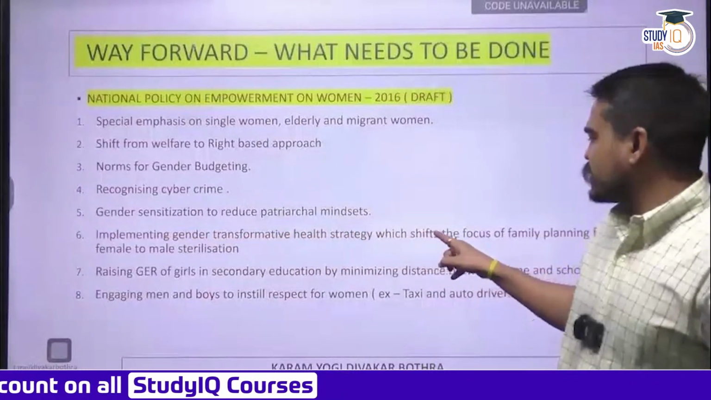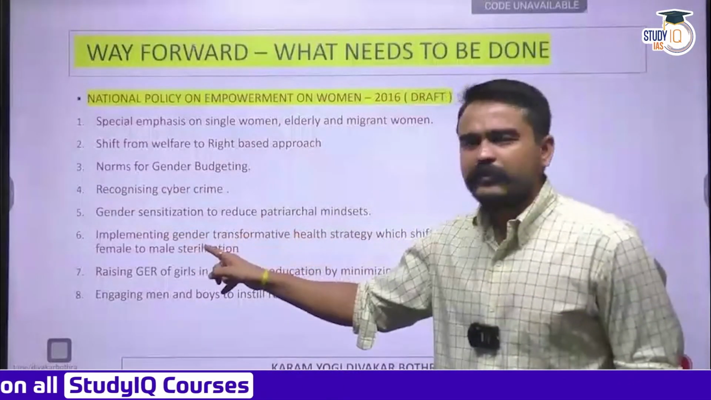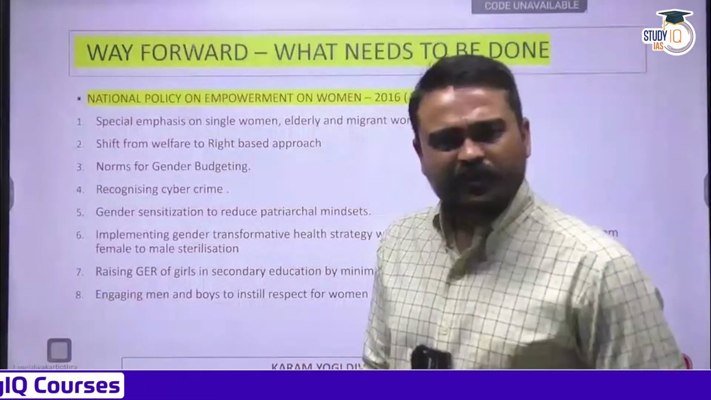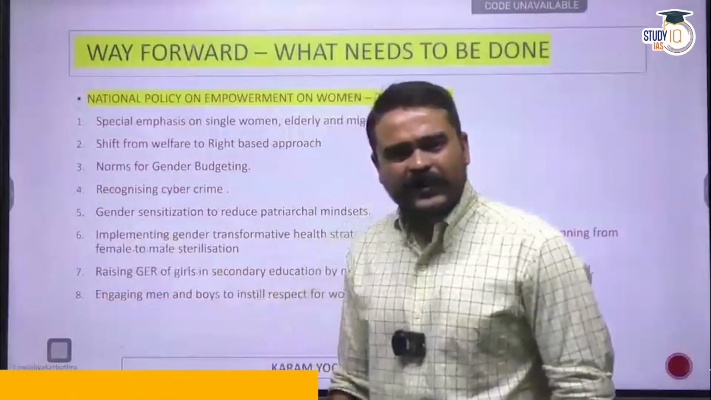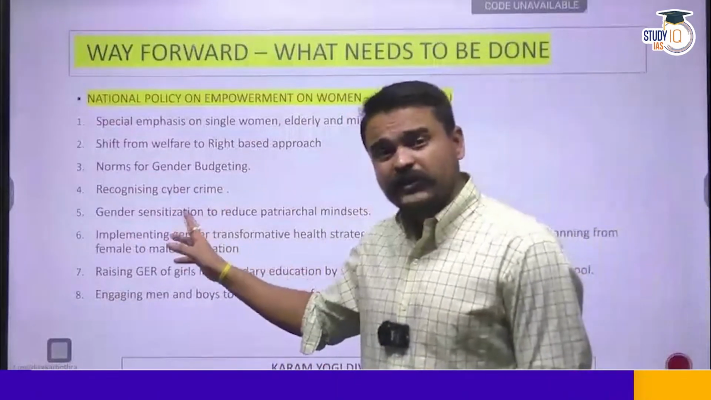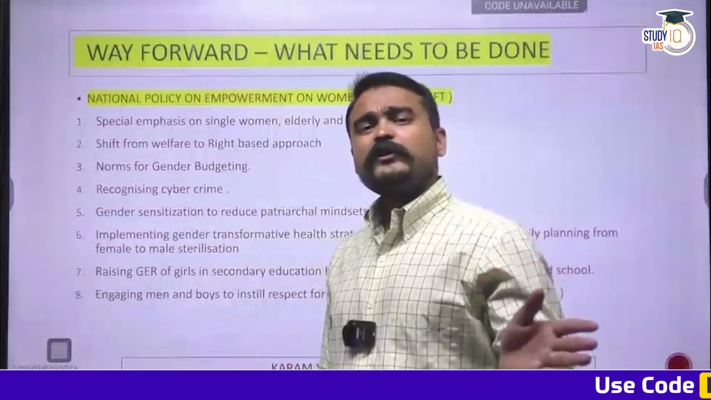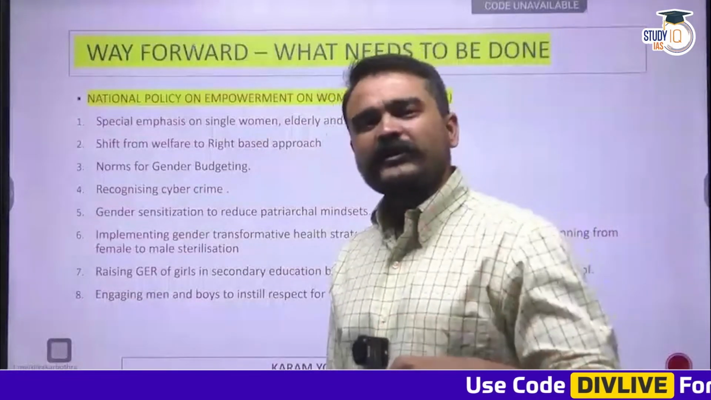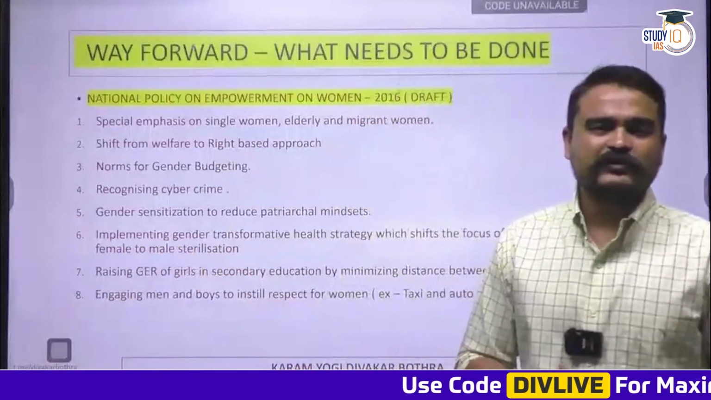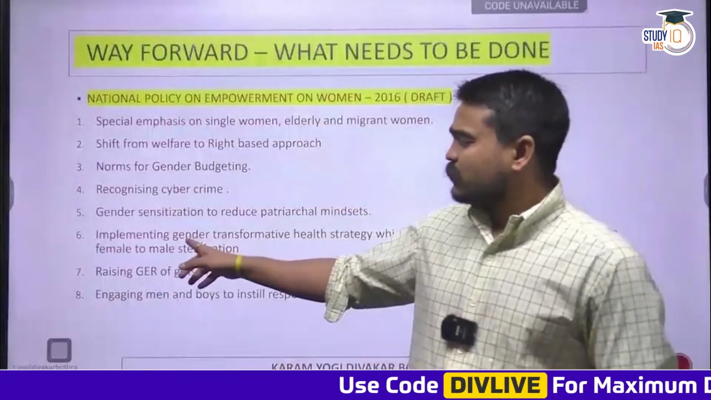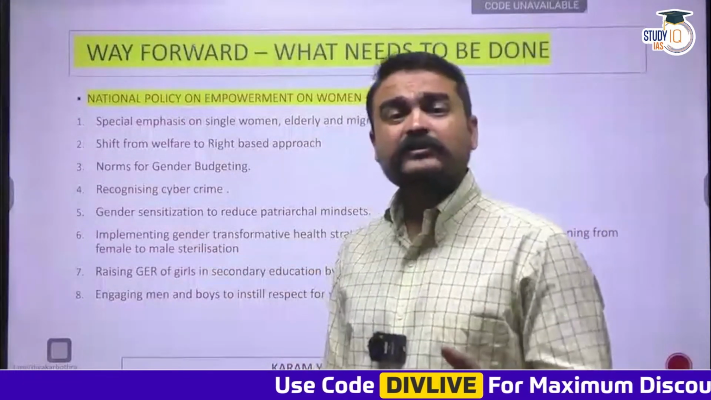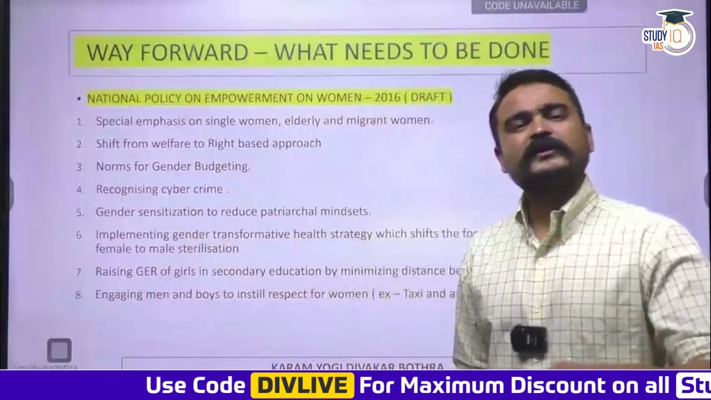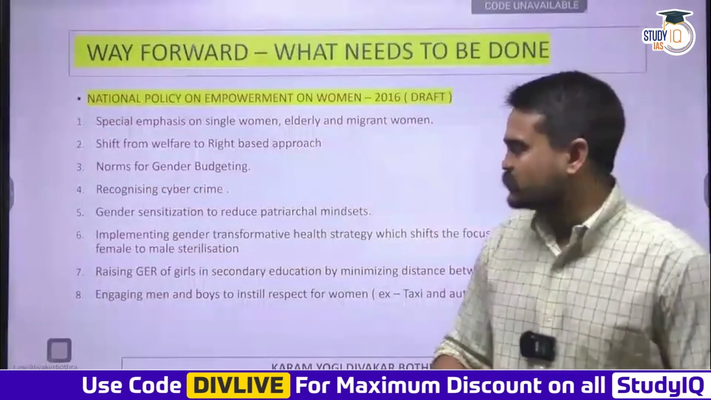Implementing a gender transformative health strategy which shifts the focus of family planning to male sterilization. At present, population policy focuses on sterilization majorly. We need to focus on family planning, where a shift has to be there from female to male sterilization. Right now, within sterilization, female sterilization is emphasized, despite male sterilization being a much easier exercise, and also a reversible exercise, but still males do not get themselves sterilized. It is always the woman of the house who actually gets sterilized.